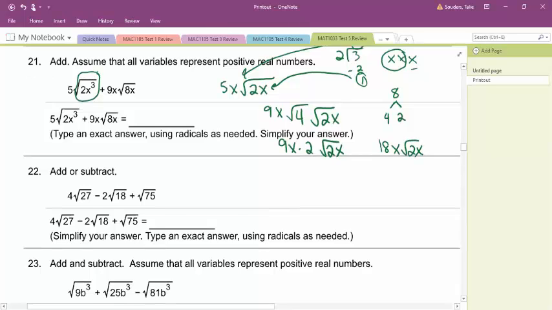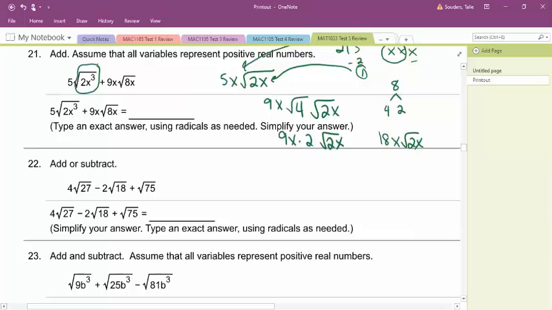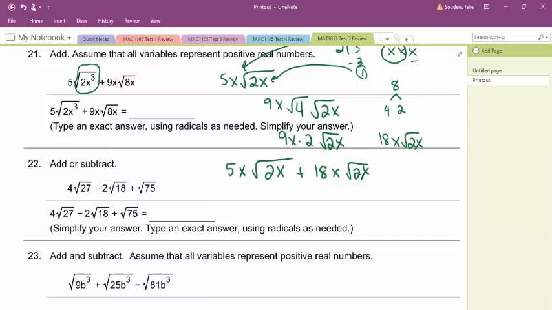Good. So now I'm bleeding into the next problem, but that's okay. We'll adjust that in a second. Now you have 5x square root of 2x plus 18x square root of 2x. So now all of your radicals are the same, right? Both terms have an x square root of 2x. So you can actually add the coefficients. So what is 5 plus 18? 23. So your final answer here is 23x times the square root of 2x.